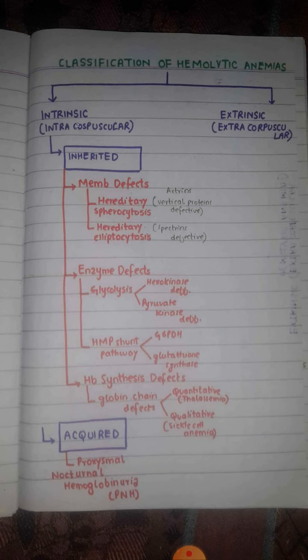Then intrinsic hemolytic anemias can further be due to inherited causes or due to acquired causes. Now, what are the inherited causes of intrinsic hemolytic anemias? There may be a defect in the membrane of the red blood cells, there may be a defect in the enzymes of the red blood cells, or there may be a defect in the hemoglobin synthesis inside the red blood cells.